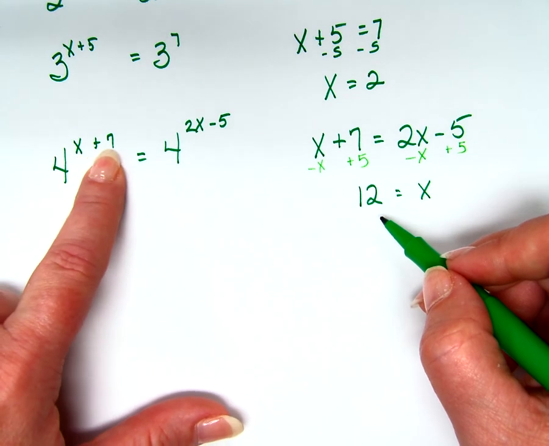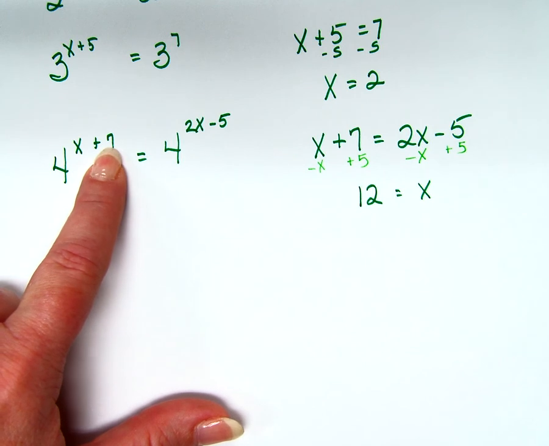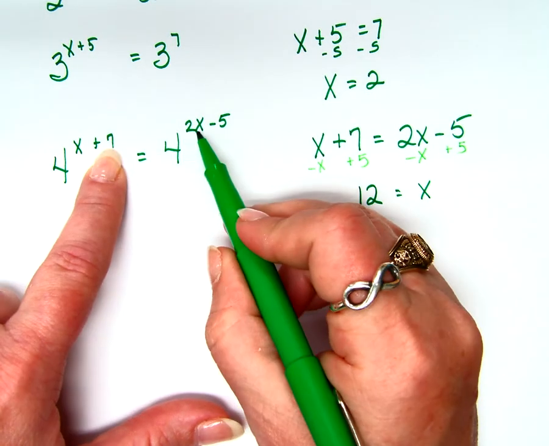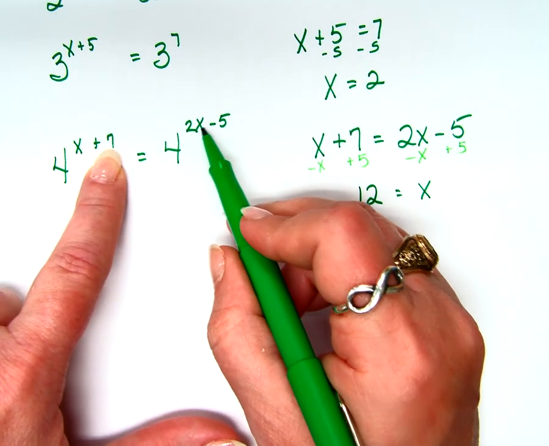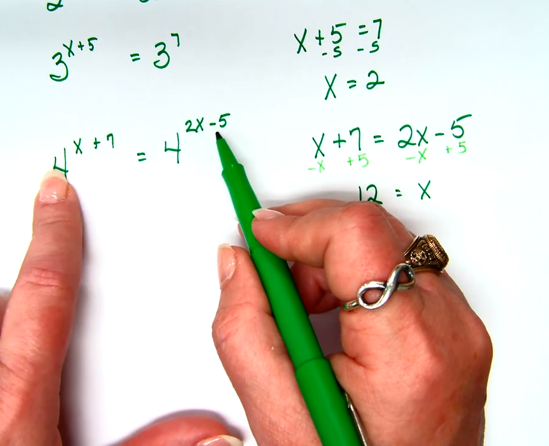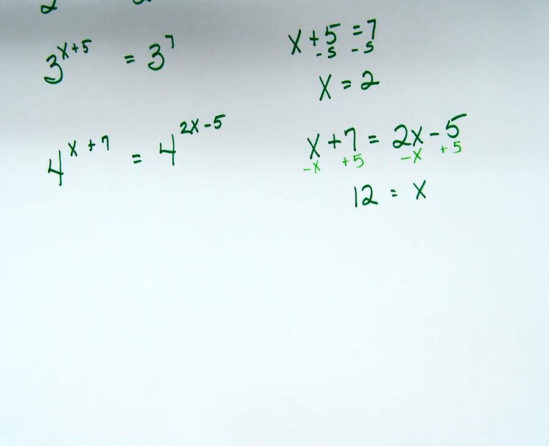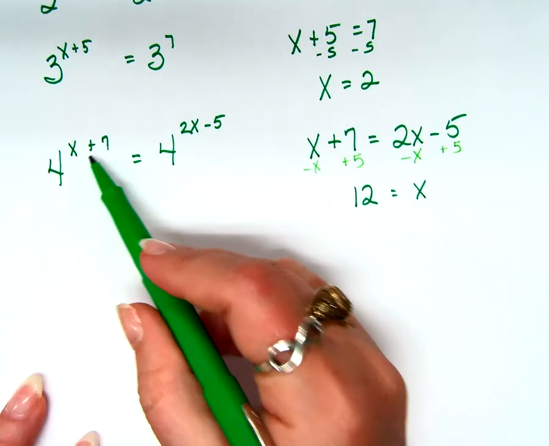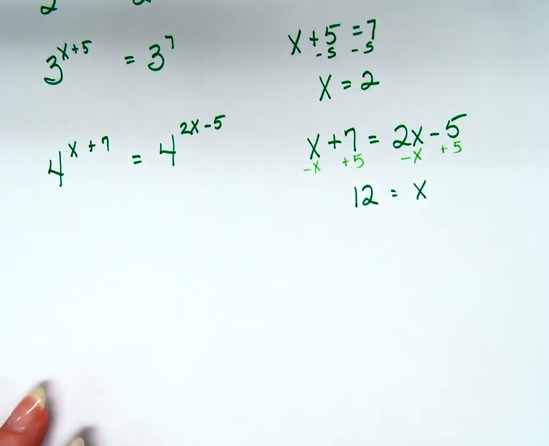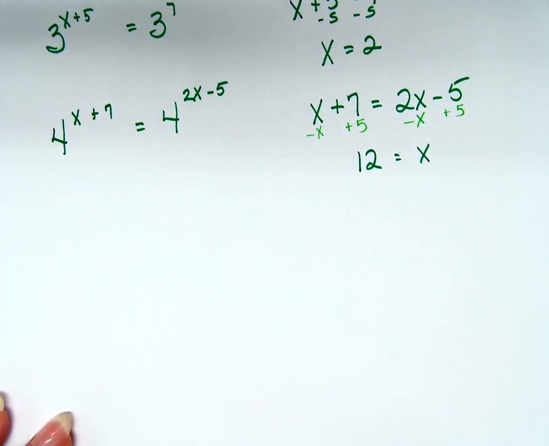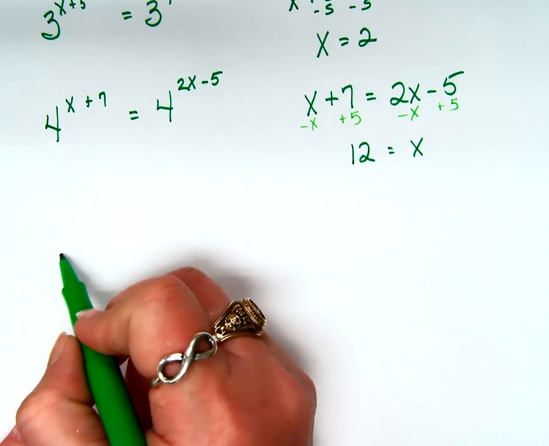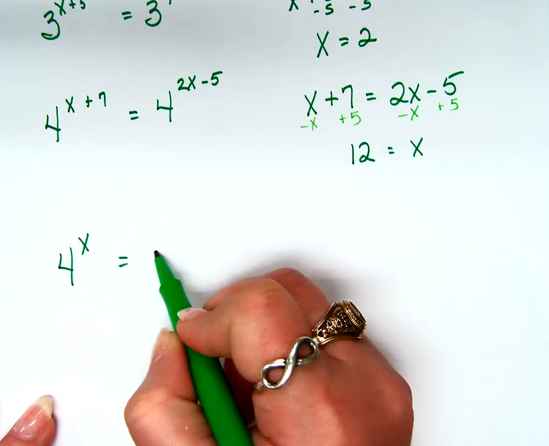Is it correct? 12 plus 7. 19. Okay. 2 times 12, 24 minus 5. Does 4 to the 19 equal 4 to the 19? Do we care what 4 to the 19th is? No, it's some crazy, ridiculous big number, right? I care that 4 to the 19th equals 4 to the 19th. We good? Any questions so far? So, what happens when it looks like this?